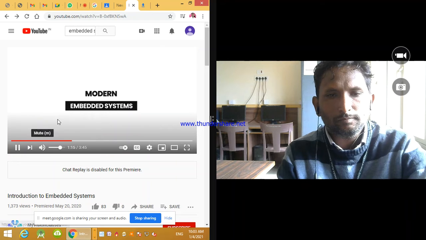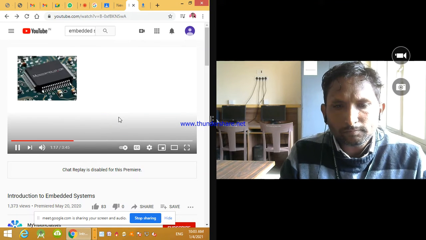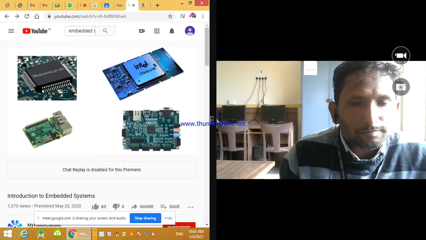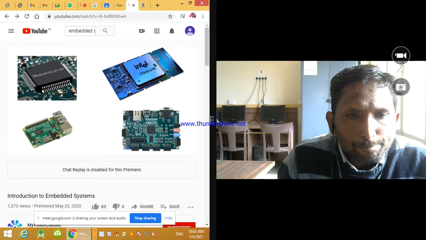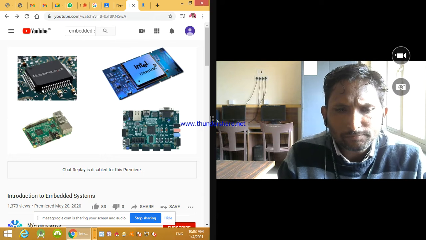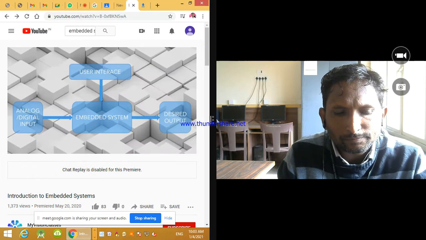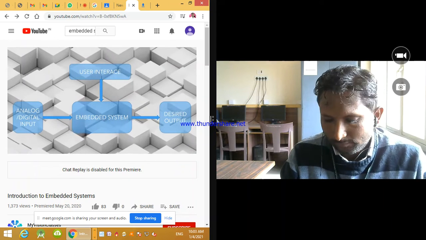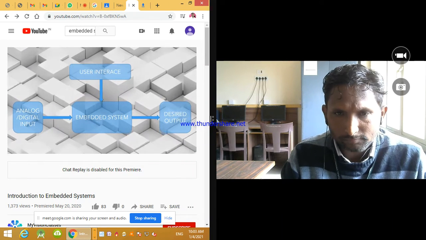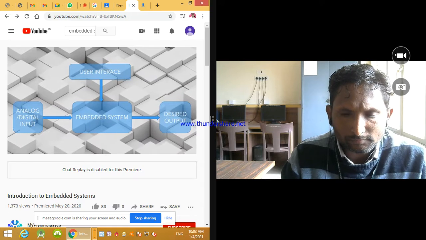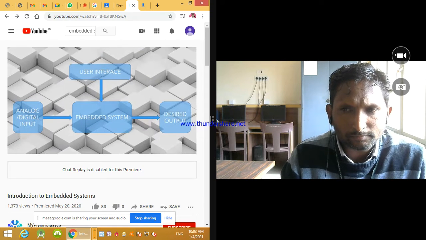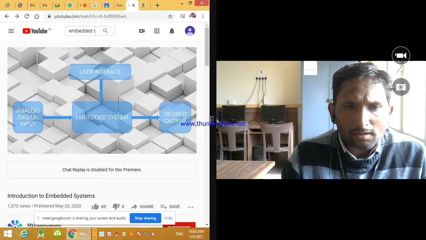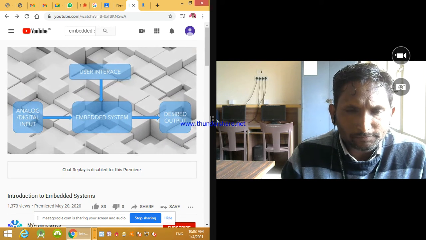Modern embedded systems are based on microcontrollers, microprocessors, SoCs, and FPGAs. These are designed to carry out the specific tasks which I already mentioned earlier. An embedded system works by taking analog or digital inputs. These inputs are further processed based on how the software is configured, and a desired output is obtained. Some embedded systems have a user interface.